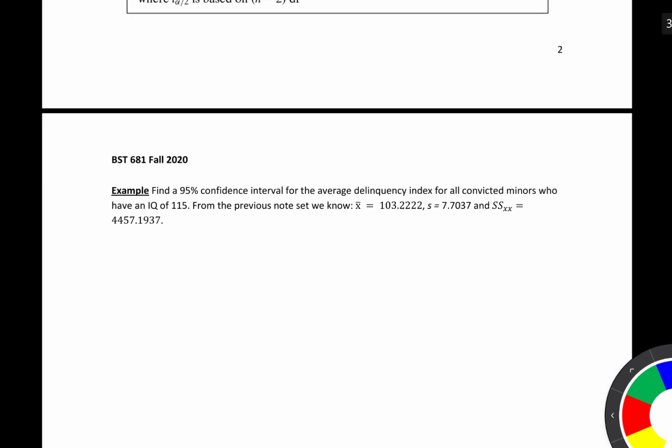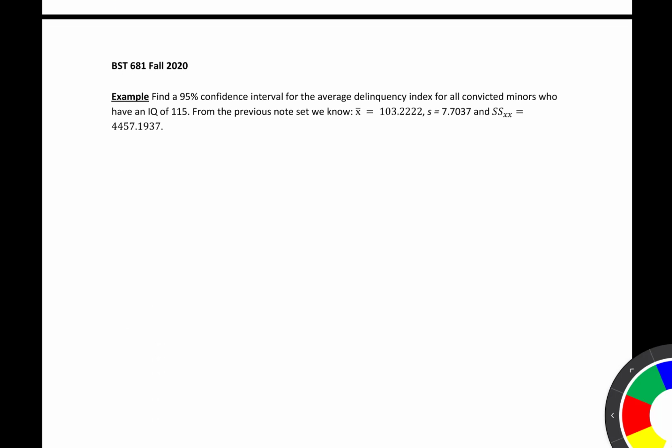So the first one we're going to look at is the estimation. This question says find a 95% confidence interval for the average delinquency for all convicted minors. The fact we're looking for an interval for the average and we're talking about all, in other words the population, that's how you know that this is going to be an estimation problem. So we're going to want to use our estimation formula, and that formula is as follows.